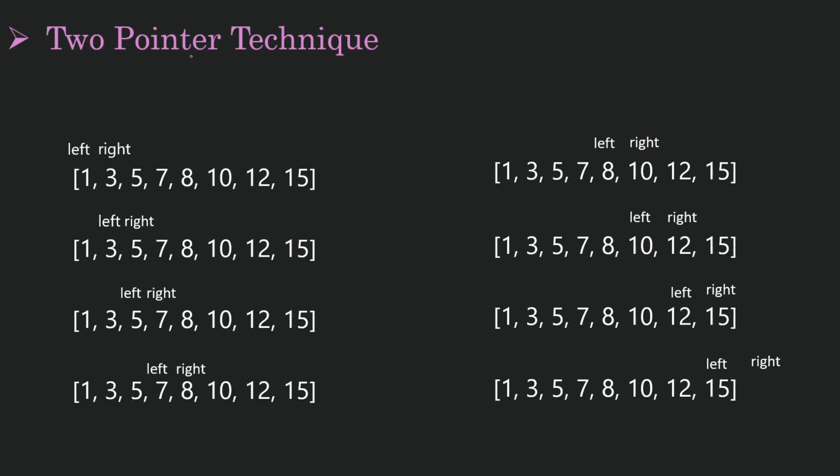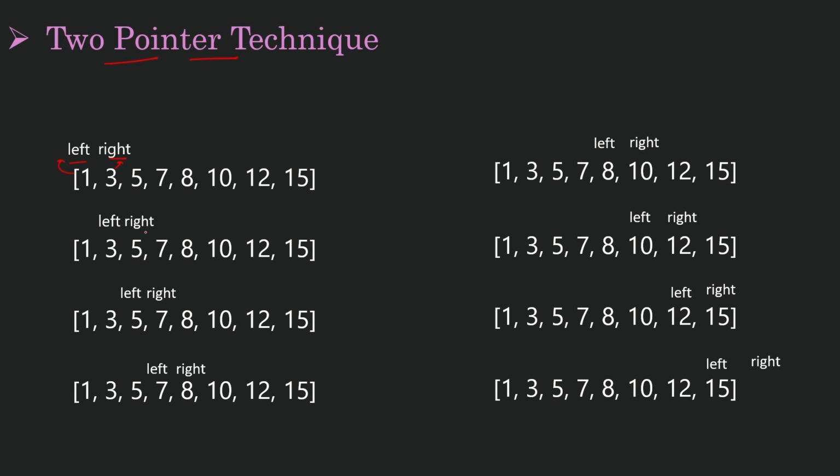With 2 pointers, we use 2 indices. Left starts at the beginning, and right starts one step ahead. For the array 1, 3, 5, 7, 8, 10, 12, 15, step 1. Left at index 0, value 1. Right at index 1, value 3. Check. Is 1 less than or equal to 3? Yes.